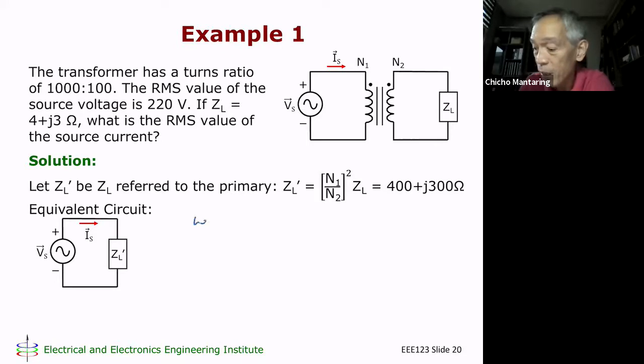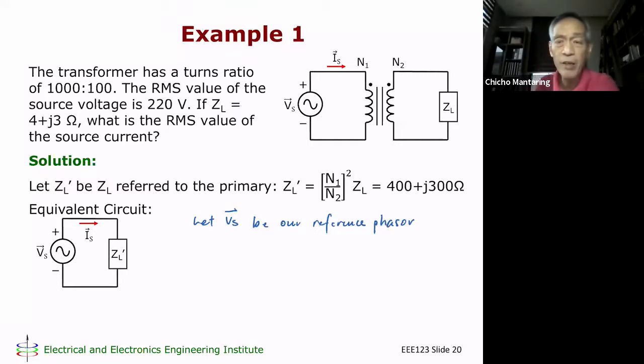We can let V_S be our reference phasor. What does reference phasor mean? I explained this already before. When no angle is given, and we're just computing for the RMS value of the current, we can assign an angle to any particular voltage in the circuit and make that our reference phasor. And of course, the most convenient angle to assign is 0. So in this case, V_S is going to be 220 volts at an angle 0.